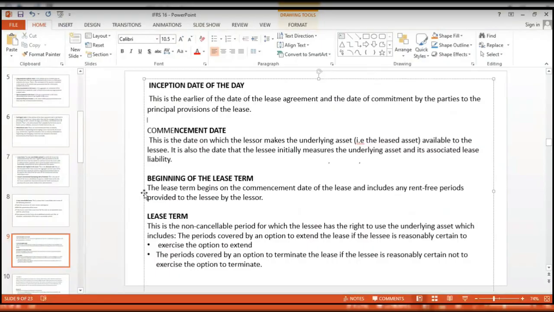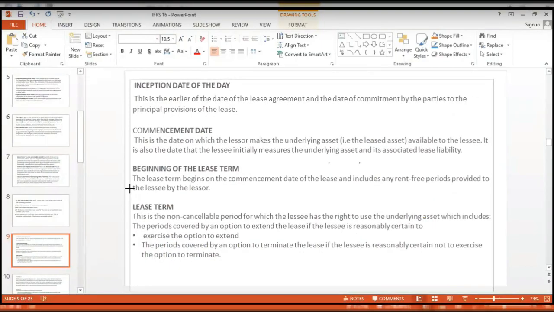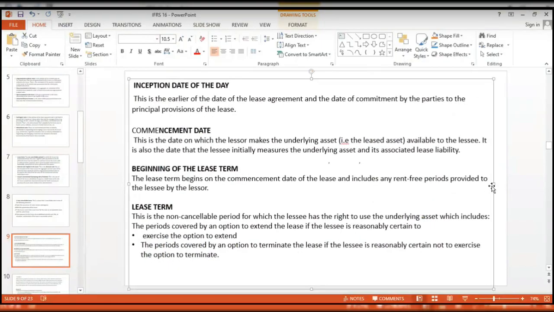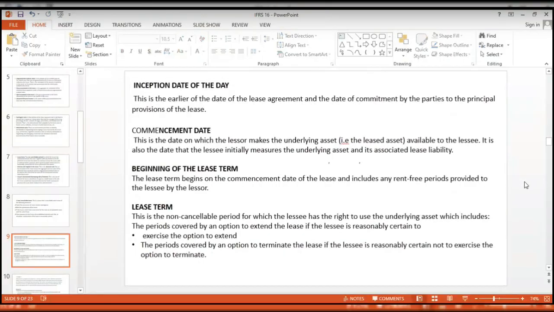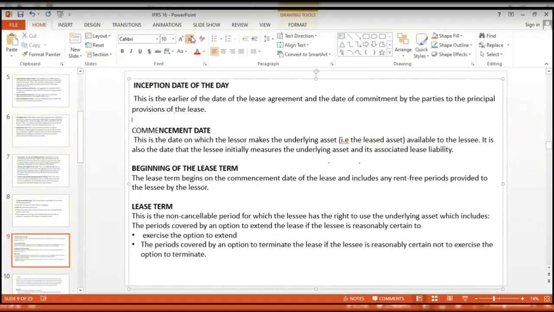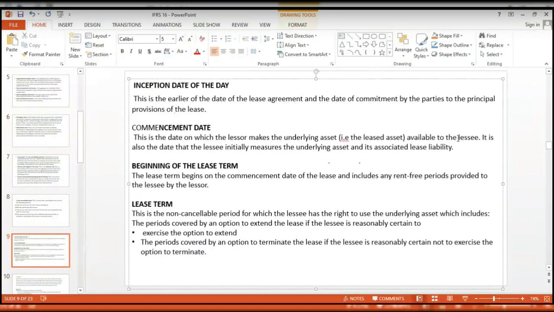Earlier, because it's possible that we have not signed the agreement, but I've given you the property. So if I give you the property before the agreement is signed, the lease has commenced. That's how you use the words earlier of the date of agreement, that is the date the agreement is signed, and the date of commitment by both parties to the principal provision of the lease. That is part of what we call the inception date.